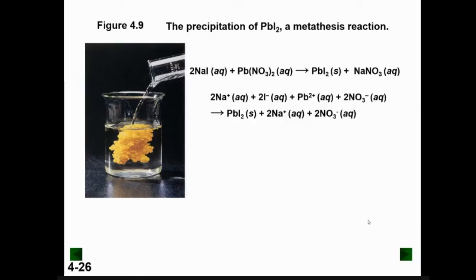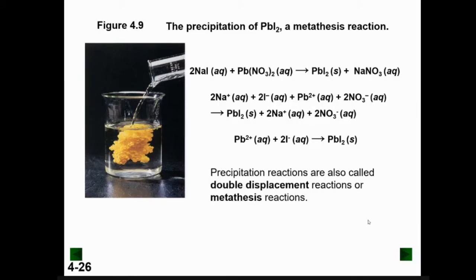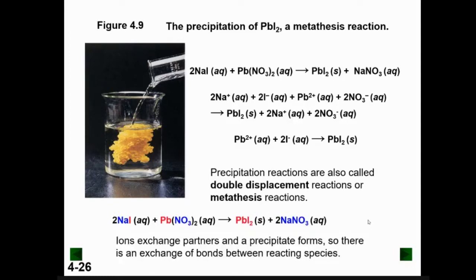So this is a pretty common precipitate, the sodium iodide. It's a double replacement reaction. We'll talk about those as we go. They've separated it and showed you all the stuff going on. The top line is the molecular. The next line is the total ionic, and your bottom one is your net ionic. You've removed the spectator ions.